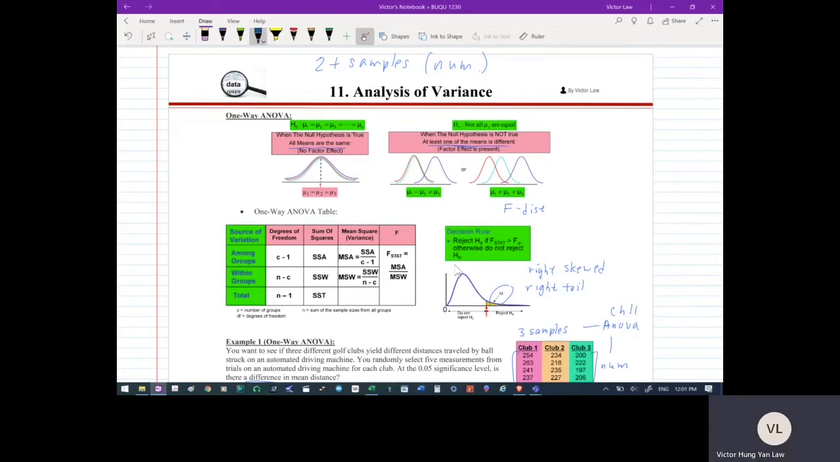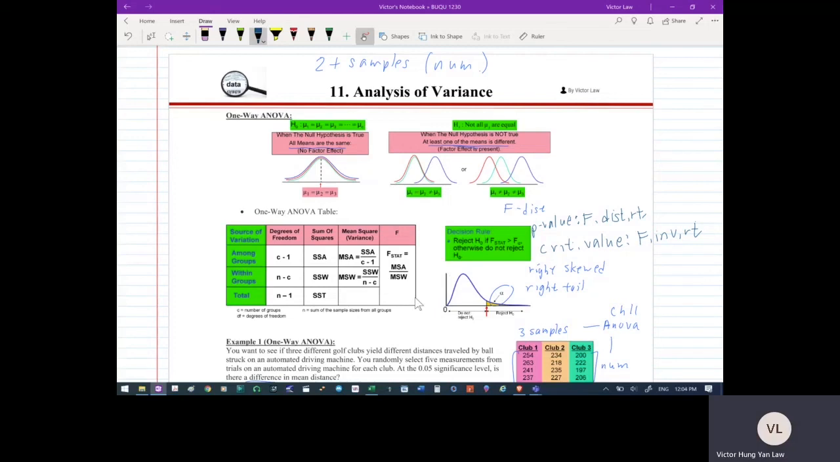And when we're dealing with ANOVA, what we're dealing with is F distributions. The F distribution is right skewed because we have a right tail, and what we're interested in is the right tail. For F distributions, we're going to use the same formulas that we learned in Chapter 10 to calculate the p-value and critical value. We're going to use F.DIST.RT to calculate the p-value, and then we're going to use F.INV.RT to calculate the critical value.